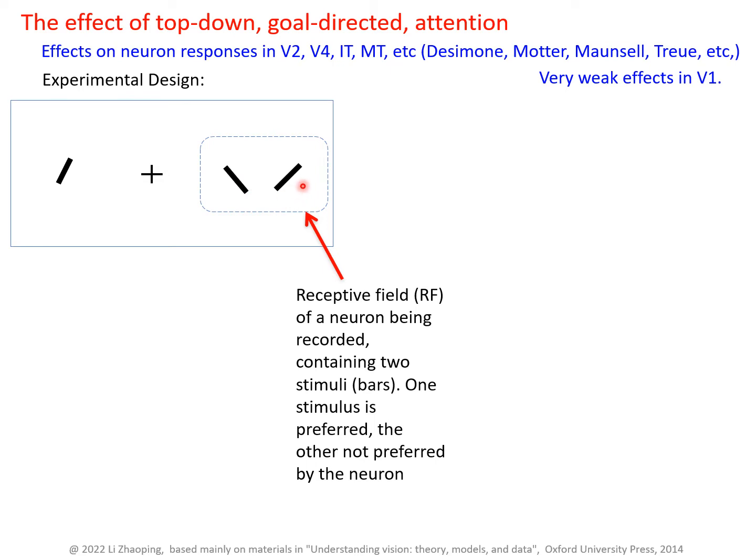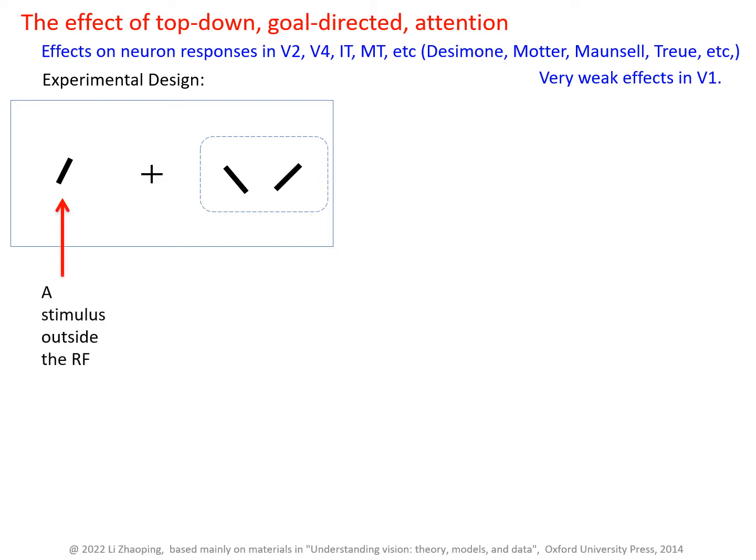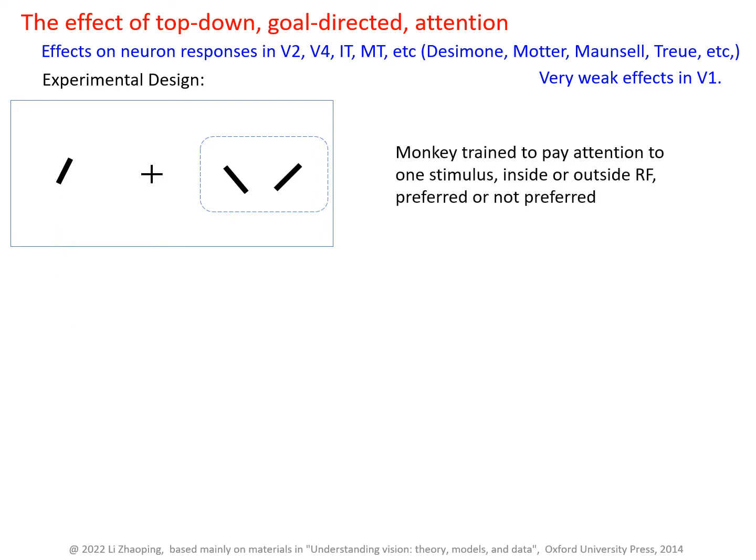And often one of these items, for example, the orientation of the bar, is preferred by this neuron, and another one has a non-preferred feature. And the experiment can also have visual inputs outside the receptive field. Monkeys are trained to covertly pay attention to one visual item. Let's say this one. For example, the monkey may be trained to detect any color change in this bar. So presumably its attention is on this bar.